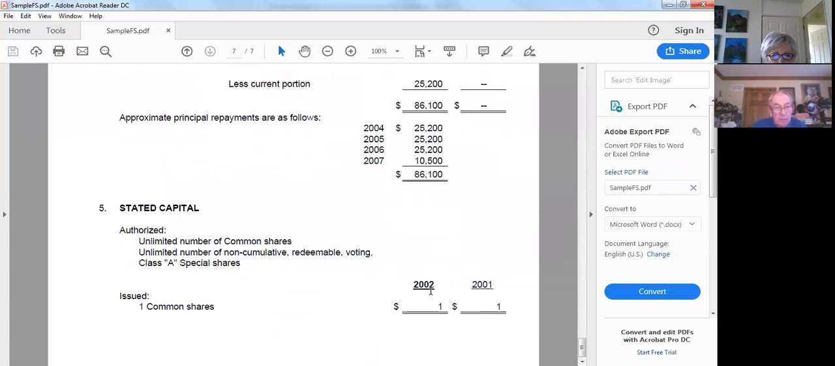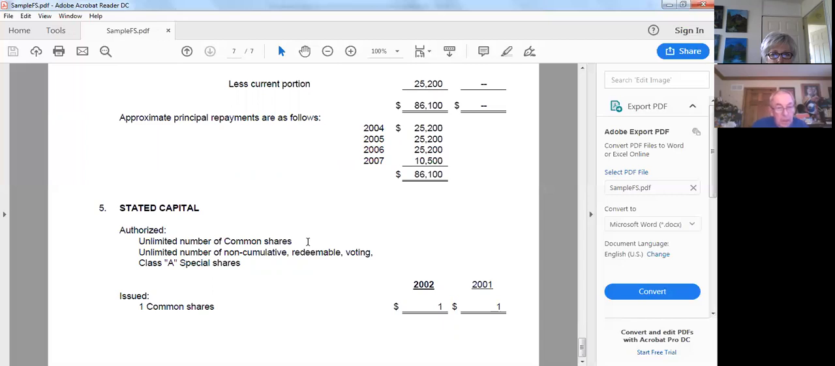Finally, there's stated capital. Authorized is the amount of shares that have been authorized by the articles of incorporation or by the board of directors. This says there's an unlimited number of common shares authorized. That doesn't mean they've been sold or given away. It means there's no limit on the number that have been authorized, which means that if I decide I want to raise more capital, I don't have to go back to the board or modify my articles of incorporation. I can just go out and sell as many shares as I want, bring in as much money as I want.